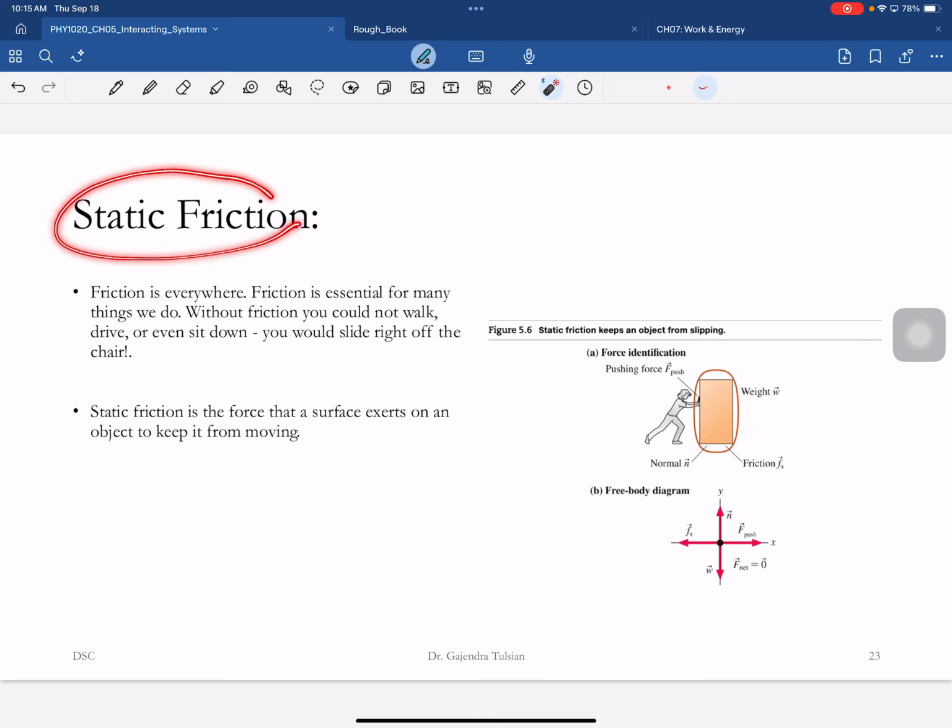All right, now let's talk about friction, static friction. Friction is when two surfaces interact. So let me show you.